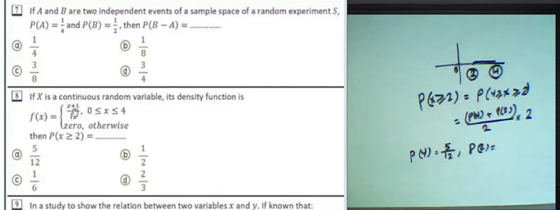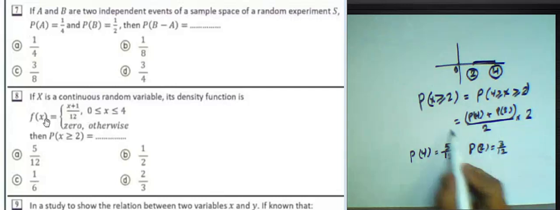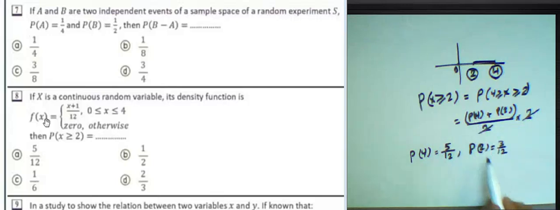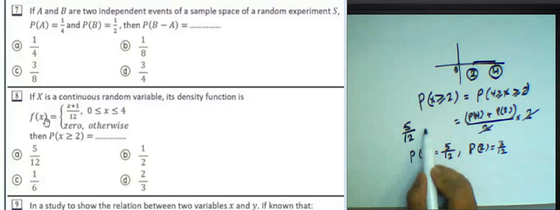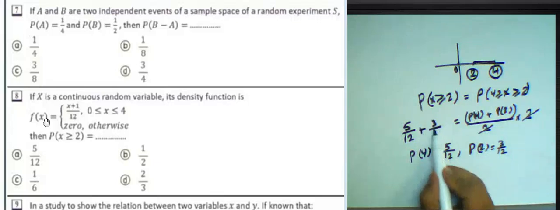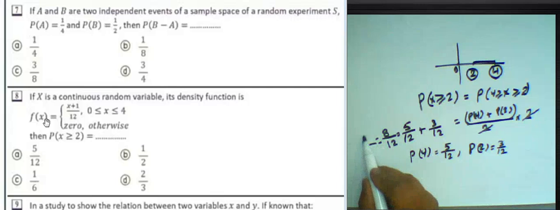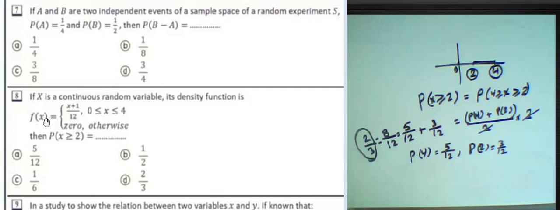Then you can write the result, cancel 2 by 2. Probability of 4 equal 5/12, probability of 2 equal 3/12. You can find the result 8/12, and divide numerator and denominator by 4: 8 divided by 4 equal 2, 12 divided by 4 equal 3. The result will be 2/3 for this example.